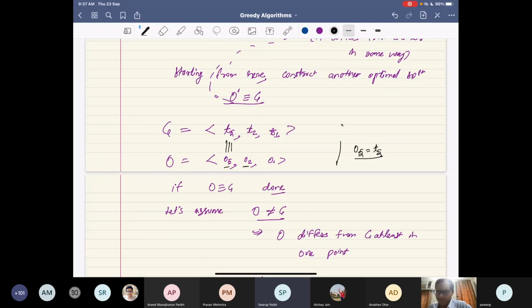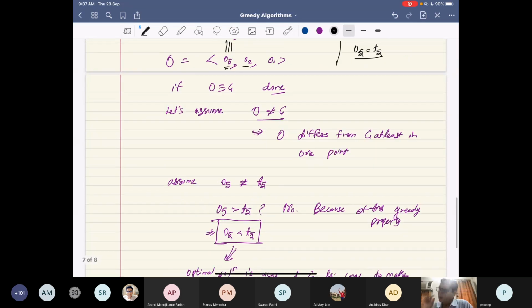No. The proof is not complete. I started by assuming, see, we said that they are different. Let's assume they are differing at the first place itself, O5 not same as T5, and then we showed that O5 and T5 have to be the same. That's what we have done. Now next, what you will start assuming, let's say O2 is not same as T2.